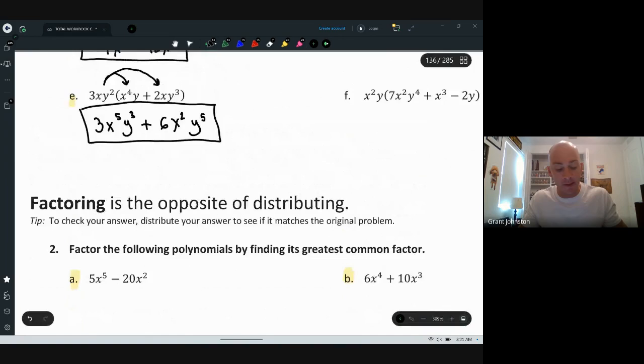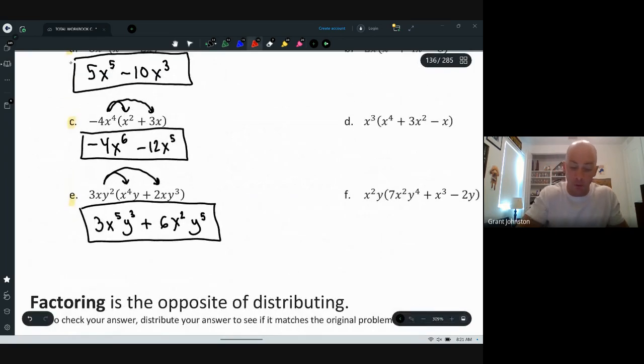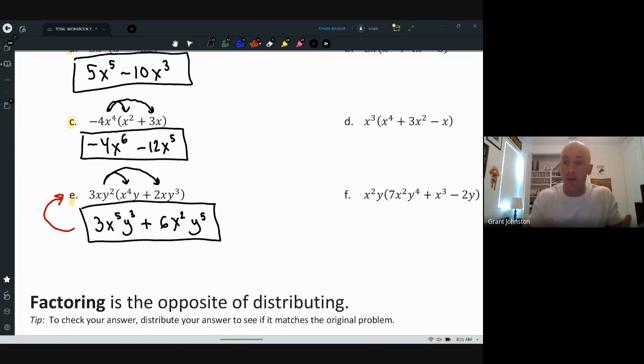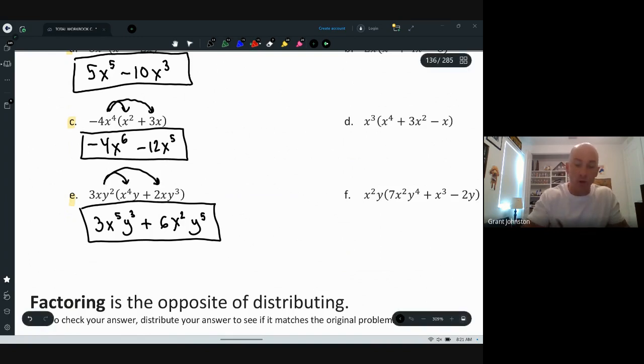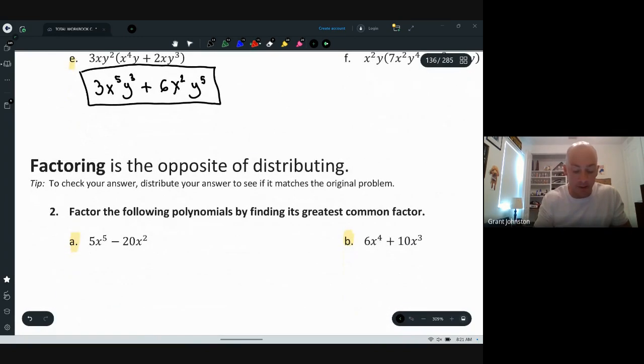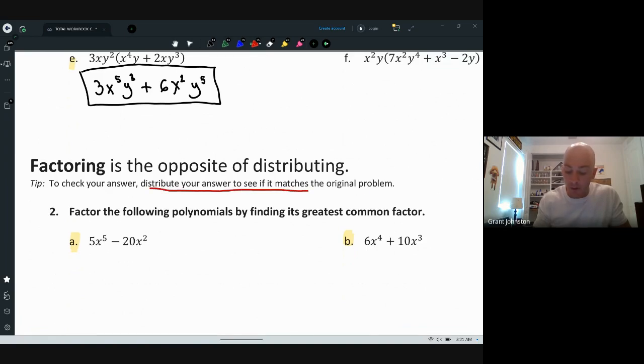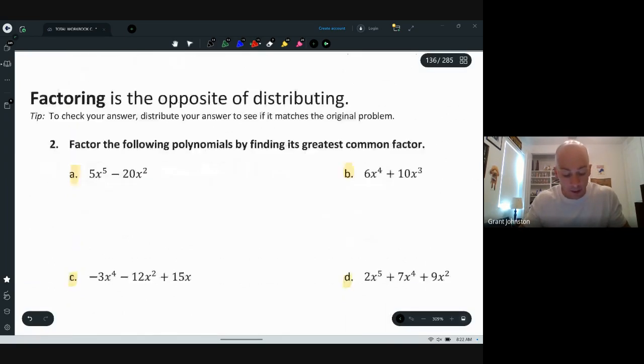So like, for instance, on these examples here, we're going to take an expression that we built and we're going to go backwards. That's what factoring is. And this idea of distributing is actually really nice, as you can see in this tip, because you can distribute your answer to see if it matches the original problem, to see if you factored correctly. So here we go. Let's jump into it.